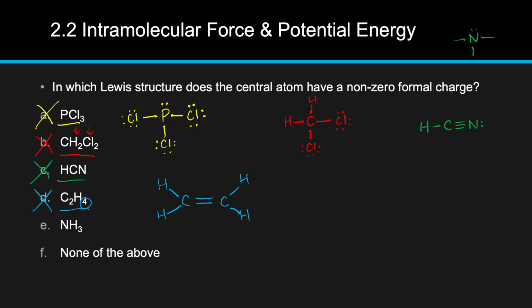And then finally, our last option is NH3. So I'm going to put nitrogen in the middle. Remember, nitrogen wants 3 bonds and 1 lone pair. And we have 3 terminal atoms. So I'm going to bond hydrogen to its 3 non-bonded electrons and then add its lone pair. So all of these molecules have a central atom with a formal charge of 0. So the answer for this would be F, none of the above.